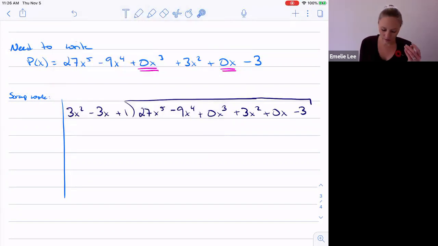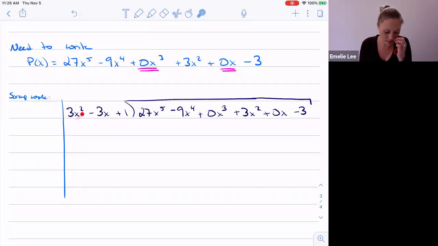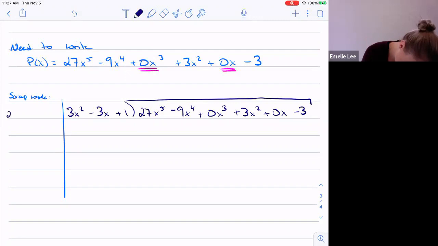We need to work our way through each of these, right? So we're expecting it to be quite a lot of work. What's nice is that we're dividing by x to the power of 2, so it should go a little bit faster. But we still need to make our way through all these. So we start here, 27x to the 5 divided by 3x squared. Same procedure as before, right? 27x to the 5 divided by 3x squared.